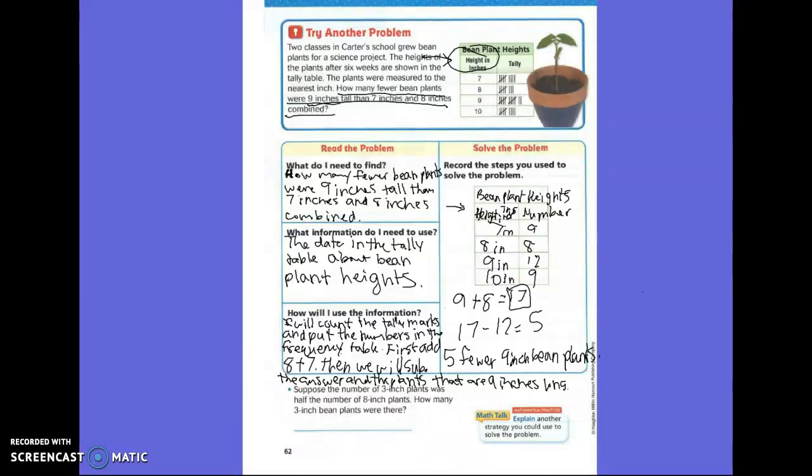What's half of 8? If you were splitting 8 between 2 people, what's half the number? Everybody? 4. There would be 4 3-inch bean plants.